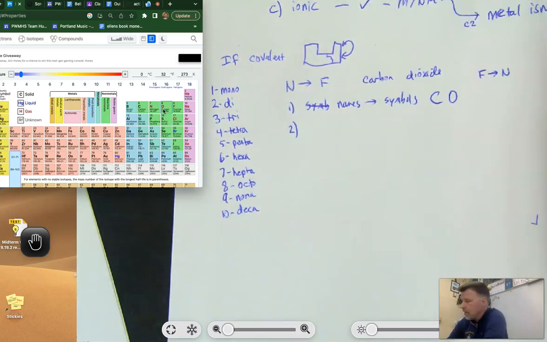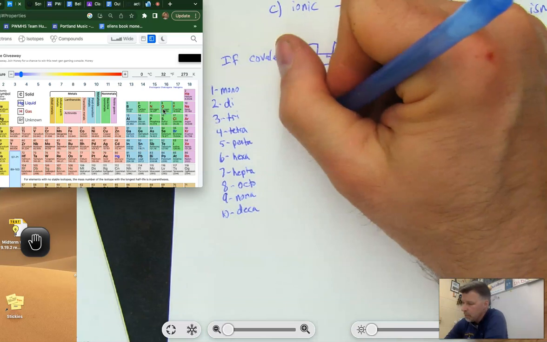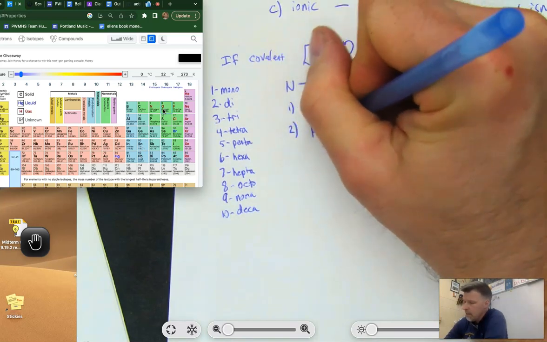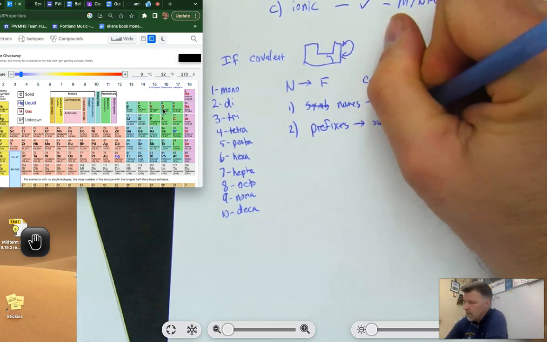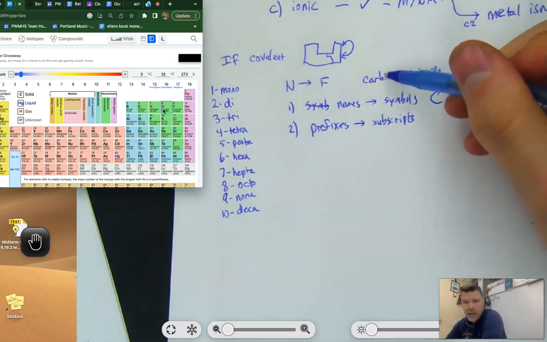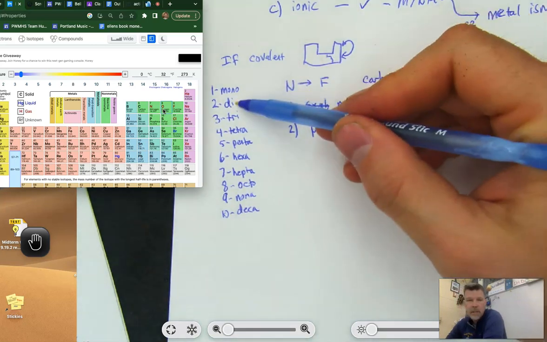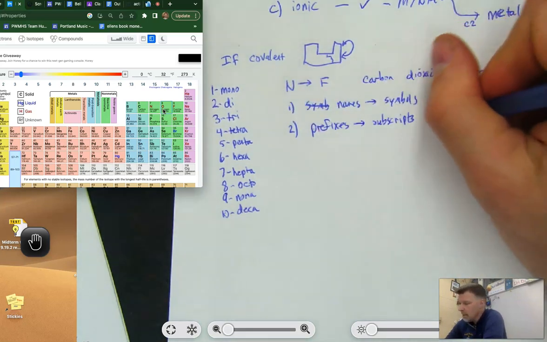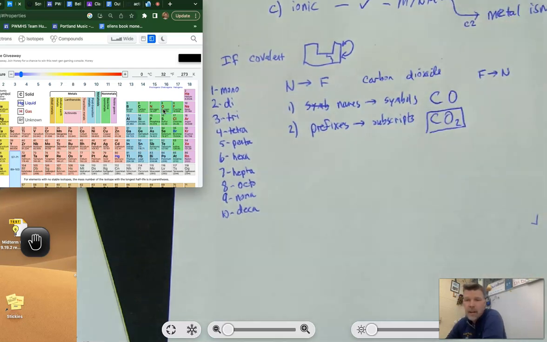Step 2, if it has prefixes, like di, those prefixes become subscripts. So there's nothing before carbon, so that means just 1. The di means 2, so this is CO2. And you're done. 2 quick steps.